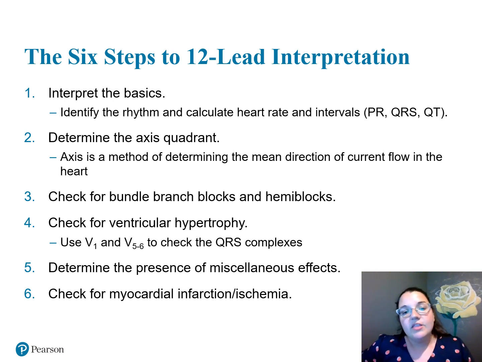Okay. The third step, we're going to check for your bundle branch blocks and hemiblocks. Remember your conduction system pathway and your septum houses your bundle branches. We're going to look at blocks that can occur there. The fourth step, we're going to look at ventricular hypertrophy. And notice we're going to be using specific leads to figure out whether or not we have these. The fifth step, we're going to determine miscellaneous effects. And then the very last step, we're going to determine if we have an MI or ischemia. Again, that's 2 of your 3 I's. You have injury, infarction, and ischemia.